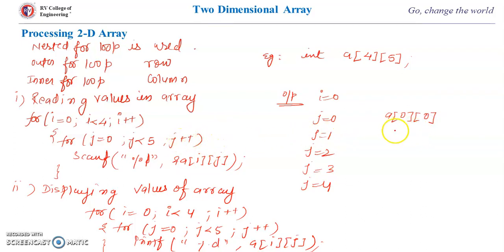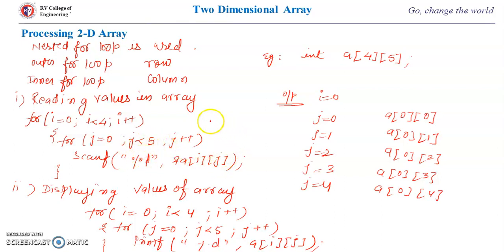j value will become 1. So now the next, a[0][1], will be taken from the user, and then a[0][2] will be taken from the user, a[0][3] will be taken from the user, and a[0][4] will be taken from the user. And when j value becomes 5, the condition is false, and then we will come out of this inner for loop and go and increase the value of i. Then i value will be 1. Same thing, when i is equal to 1: j0, j1, j2, j3 and j4. So 5 times this loop will be executed.